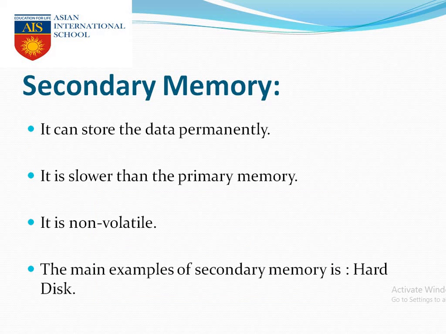Now secondary memory. It can store the data permanently. If I want to store something like a song, a movie, a file, whatever I want to store permanently in my machine, I have to store it in the secondary memory. It is slower than the primary memory, of course it will be slower. Then it is non-volatile, and the main example of secondary memory is the hard disk.